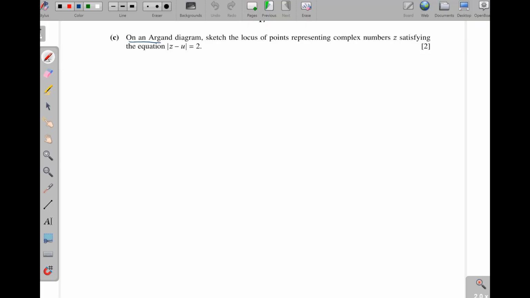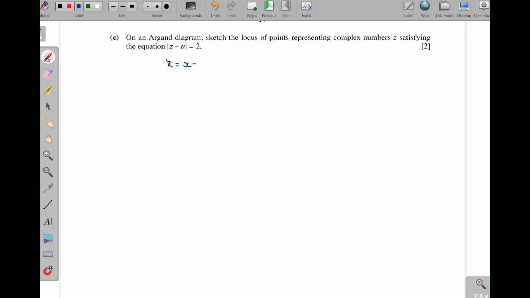Part C: on an Argand diagram, sketch the locus of points representing the complex number z satisfying this equation. Now, whenever we have the modulus signs on one side of the equation or inequality, then this is a circle whose center is this u, and this would be the radius. Suppose we have our z. Let me prove this to you.